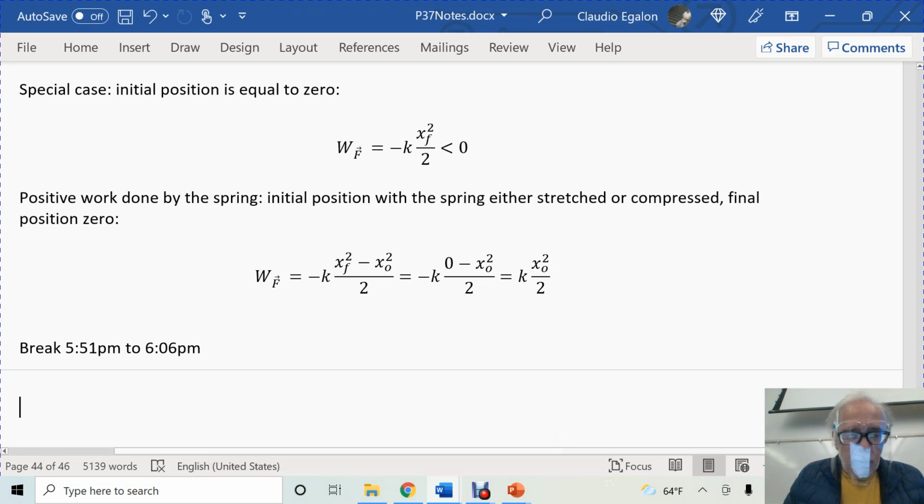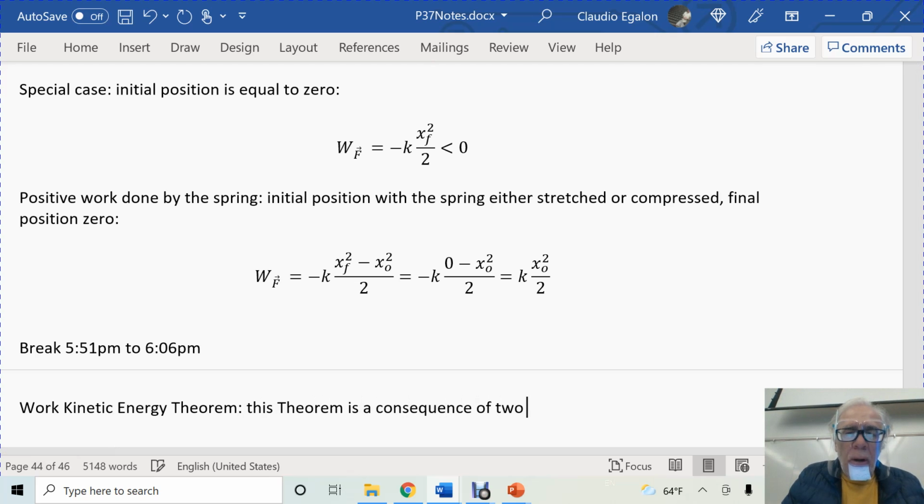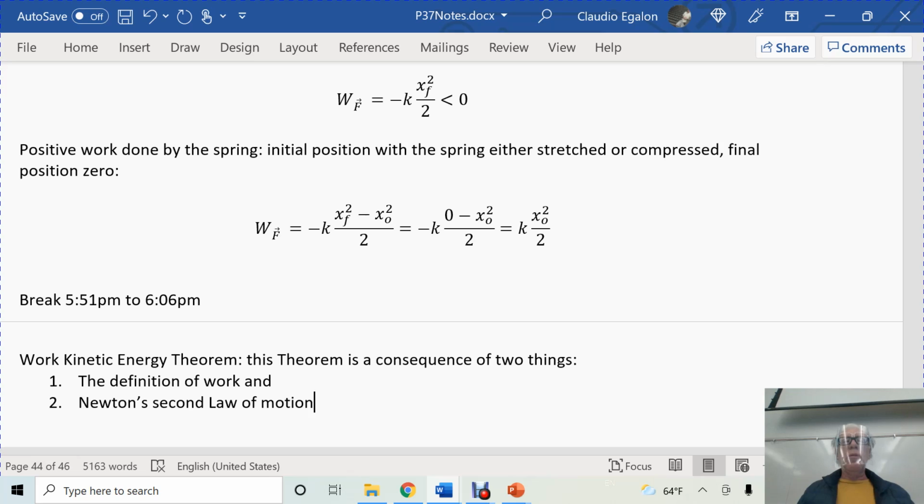Here you go. Work-kinetic energy theorem. Okay. This theorem is a consequence of two things. One, the definition of work, and two, Newton's second law of motion. Putting those two things together, we can come up with the theorem.